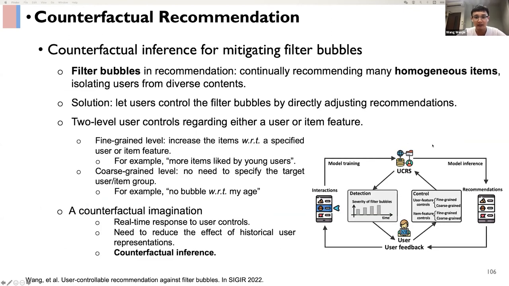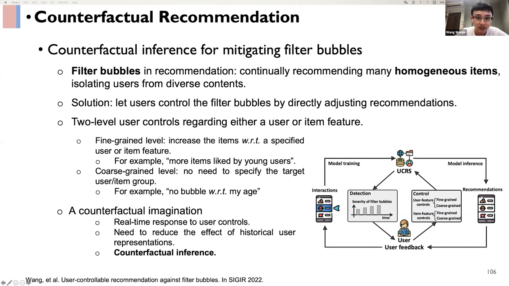The last work in this sub-direction uses counterfactual inference for mitigating filter bubbles. Filter bubbles means that the recommender will continually recommend many homogeneous items to users, right? They are isolating users from diverse contents. For example, if you click some micro videos about making coffee, they will continually recommend similar videos to you. So this is called filter bubbles. You are stuck in some local bubble.